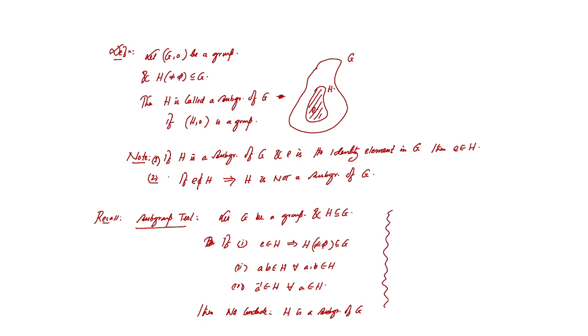Okay, this is one way, or you can check in a different way. You can make the last two conditions into one condition. So let G be a group and H a subset of G. First, H is a non-empty subset of G, that means you check whether E belongs to H or not. And second, ab inverse belongs to H for all a, b belongs to H. In that case, again we can conclude H is a subgroup of G.